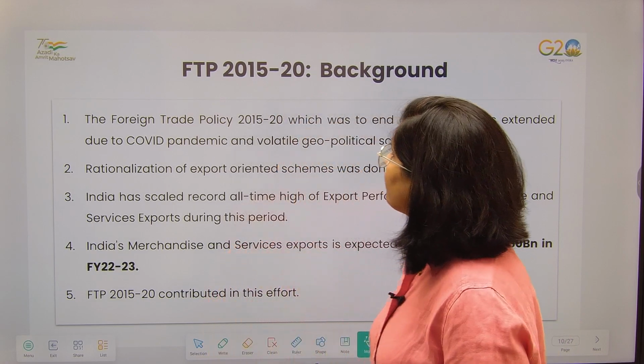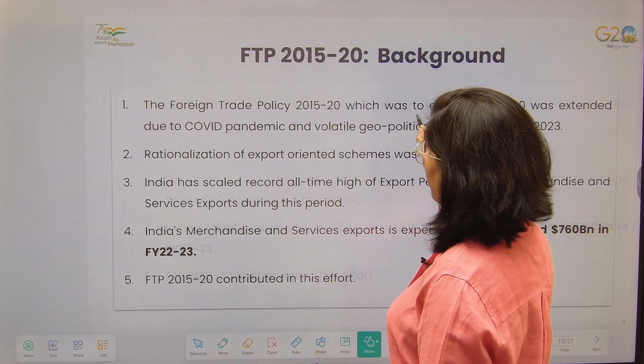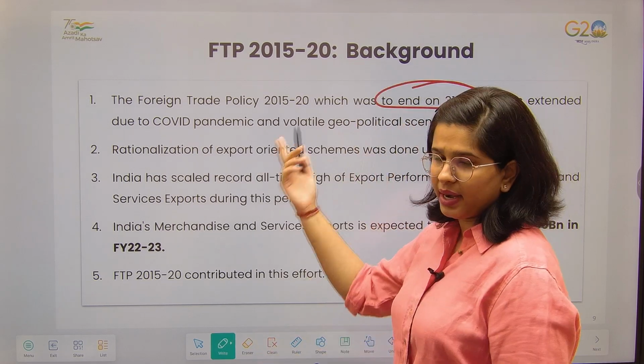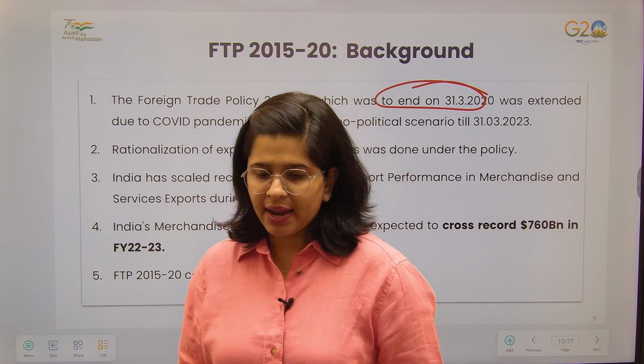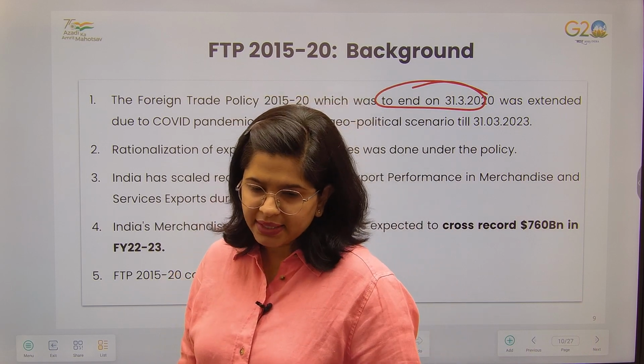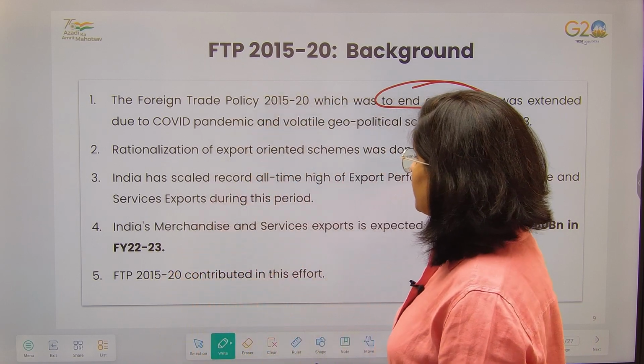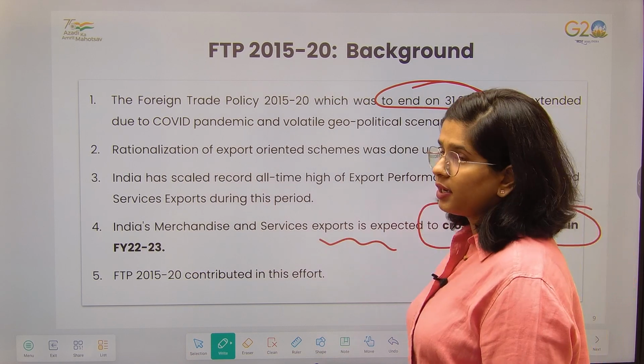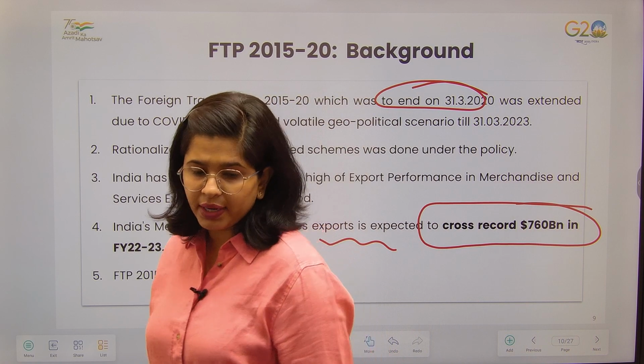So FTP 2015, it was supposed to end on 31st March 2020, but because of the COVID pandemic, it was extended, and obviously it was extended for the better, correct? India's merchandise and service exports is expected to cross $760 billion in the financial year 2022-23.